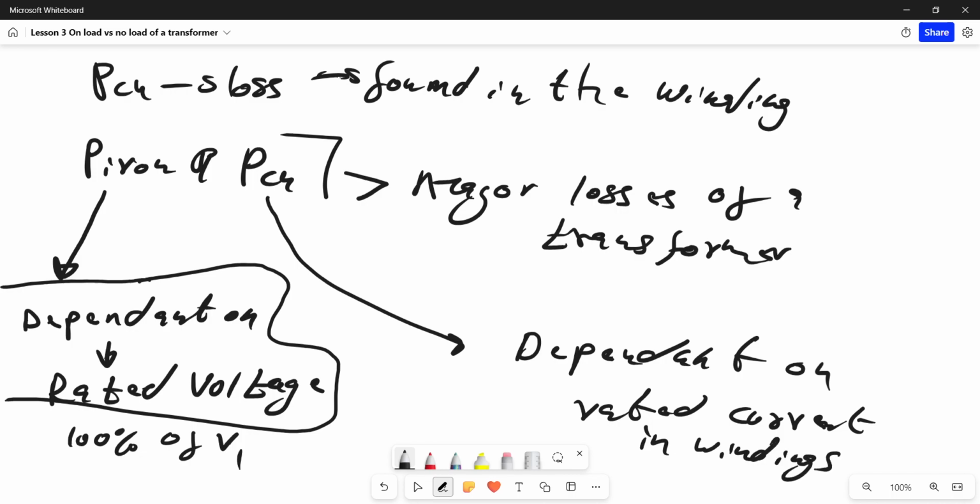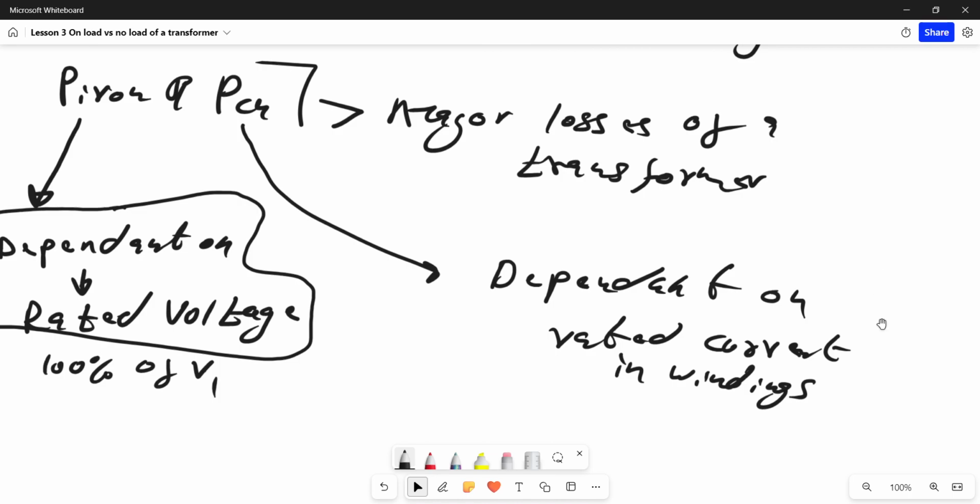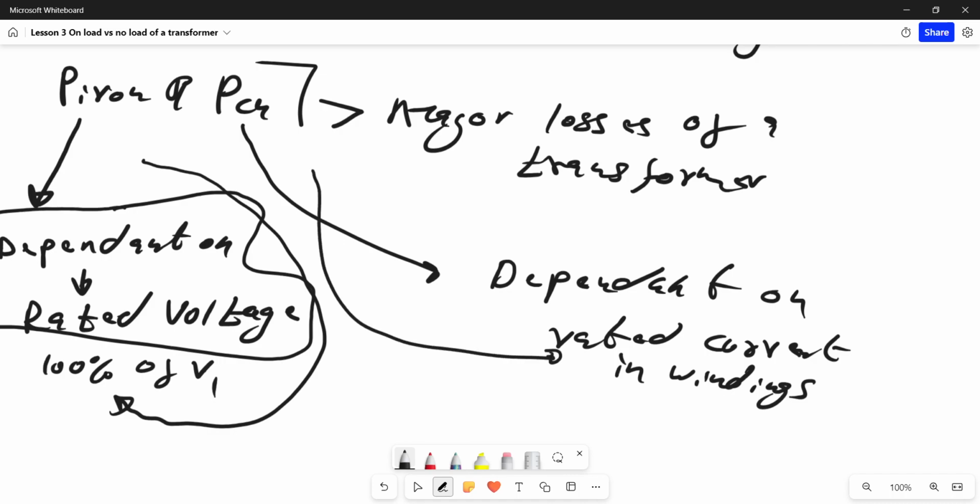Copper losses are dependent on the rated current in the windings, meaning we perform the copper loss test under full load conditions. This is the difference between the two. They are the major losses, the biggest losses in a transformer, but the iron losses are dependent on the total voltage, and the copper losses are dependent on the total current. When we test copper losses, we short circuit the low voltage side and supply the high voltage side. So this means it will be dependent on the rated current on the side you connected.